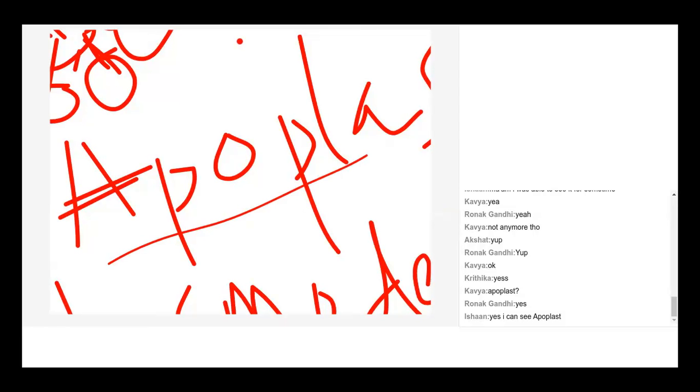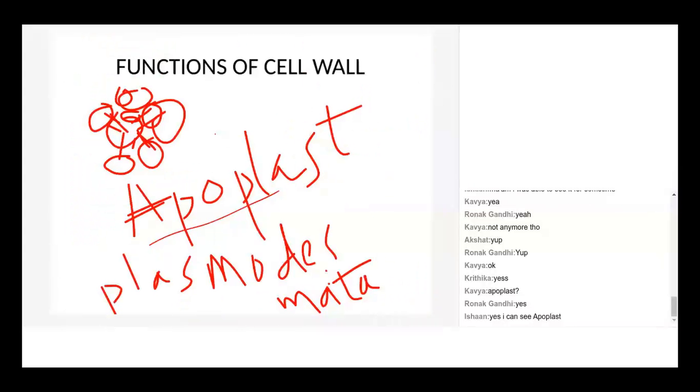Hope I'm clear about this thing. The words plasmodesmata and apoplast. The major function of cell wall in plants is that it acts as apoplast. Apoplast is nothing but the cementing nature of the cell wall. The cementing nature is nothing but making communication between different cells. So the communication is made between different cells because of the presence of bridge structures called plasmodesmata. Okay?